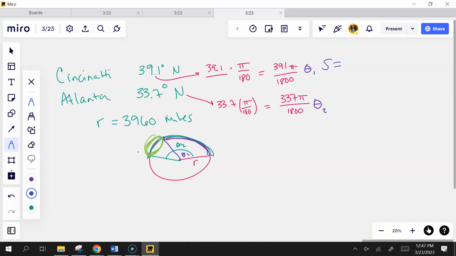Yes. Not the radius, but the arc length. So for this one, I'm going to do radius times theta, 391 pi over 1800. I'm not subtracting yet. Right now, that's my whole length. I'm going to find the other length.